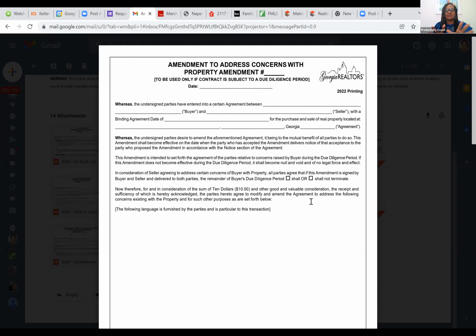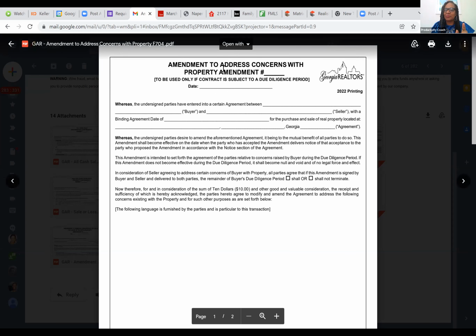Valuable consideration is given. May I tell you that this $10 has never passed hands in all the times that I've been in real estate. So I always get this question, right? If I am the seller's agent, I want the due diligence to end if we're negotiating the amendment, otherwise known as the ATAC, the amendment to address concerns with the property.